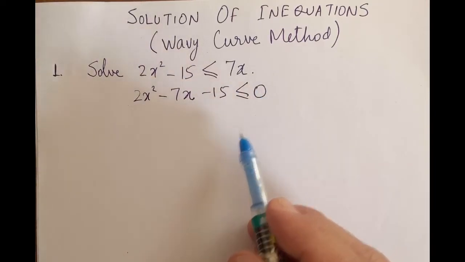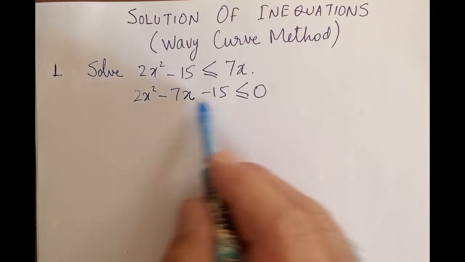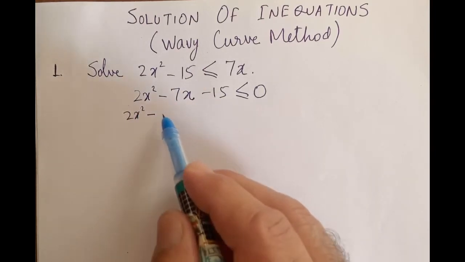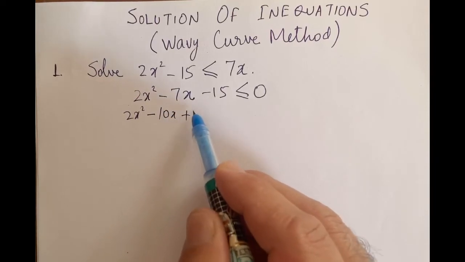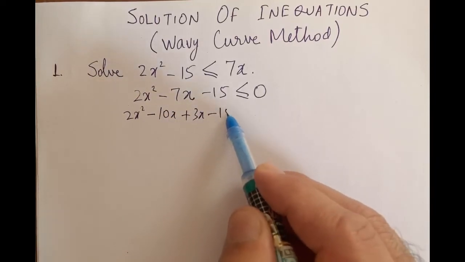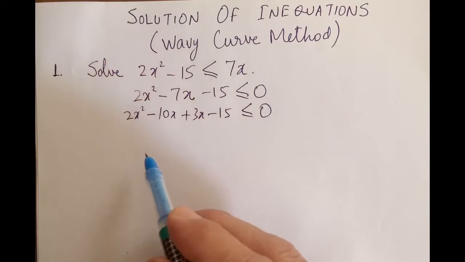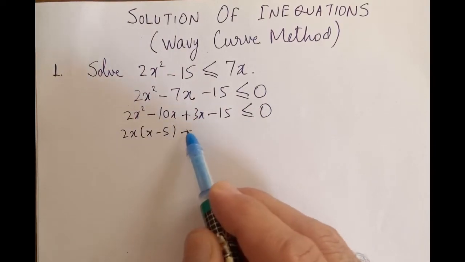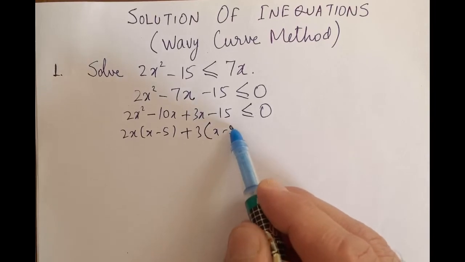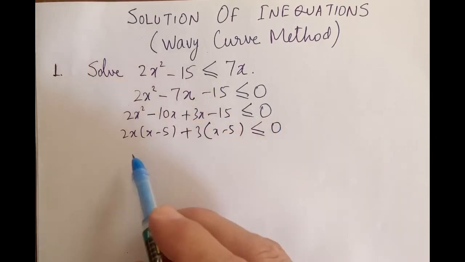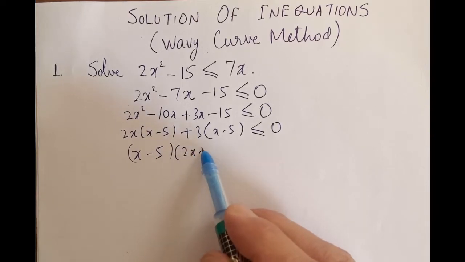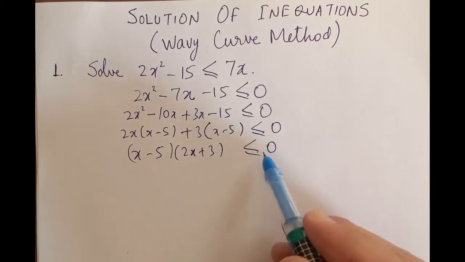We make the right hand side equal to 0. Then we factorize this. This is 2x square minus 10x plus 3x minus 15 less than or equal to 0. Taking 2x common, it's x minus 5. Taking 3 common, x minus 5 less than or equal to 0. Taking x minus 5 common, into 2x plus 3 less than or equal to 0.